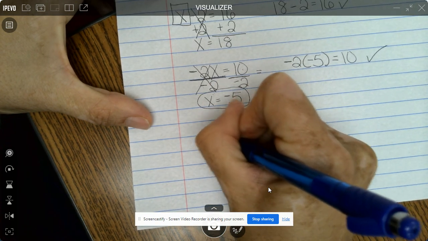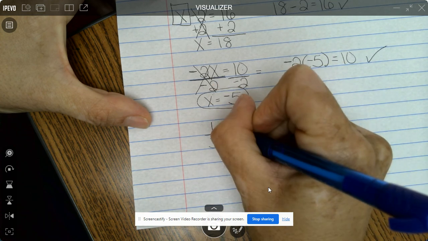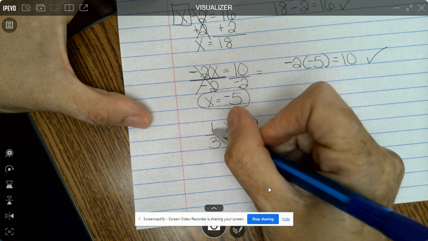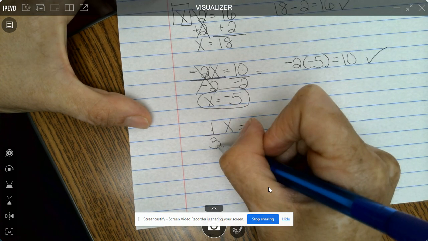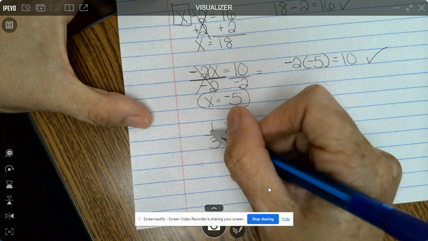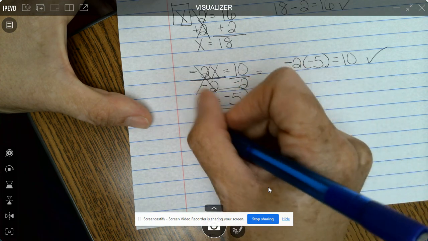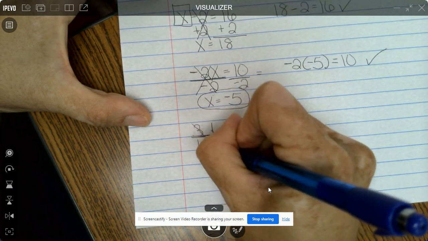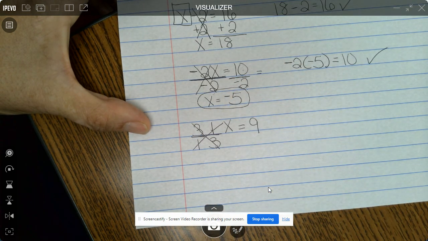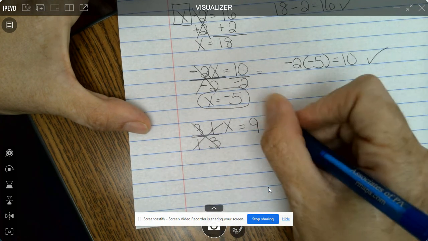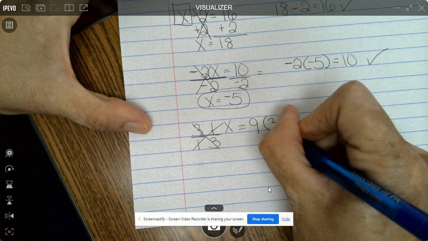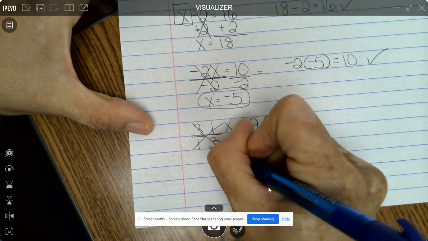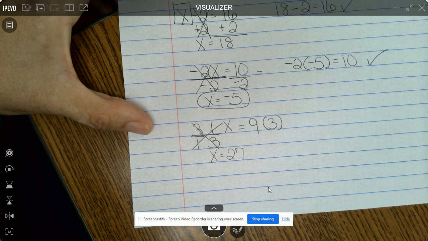The confusing part for many students is when it comes to division. If I have 1/3 x equals 9, the opposite of division would be multiplication. If we multiply, we're going to go ahead and flip our numbers, and because we are cross multiplying, we're just going to X that out. So if I multiply one side by 3, I'm also going to multiply the other side by 3. So x equals 27, because 9 times 3 is 27.